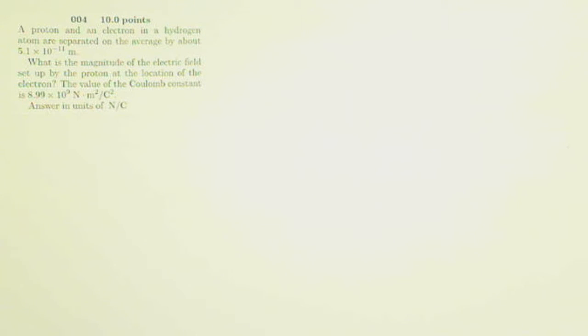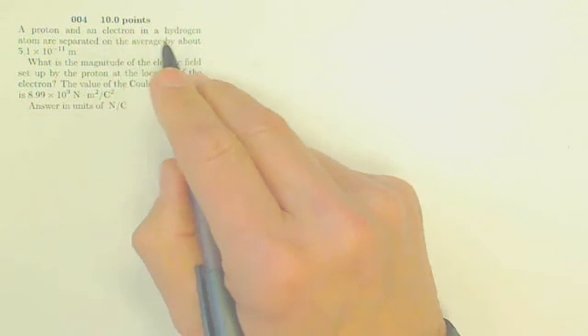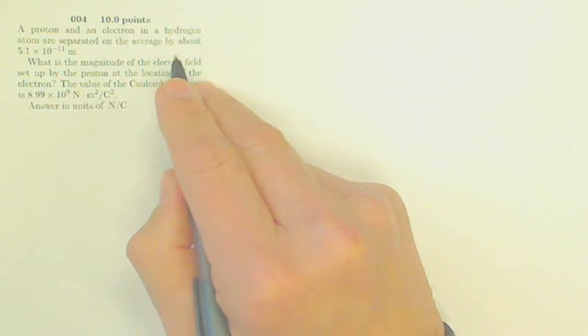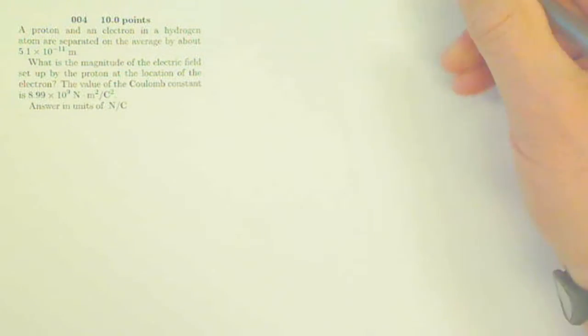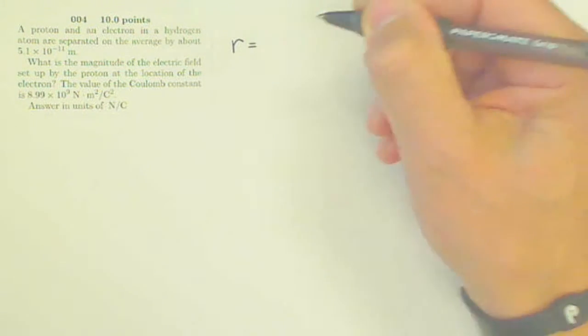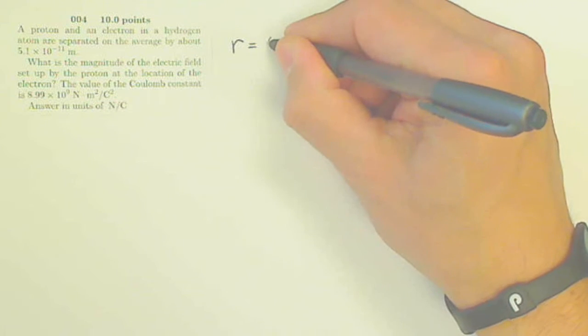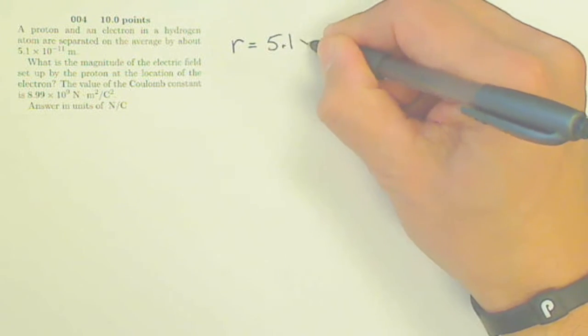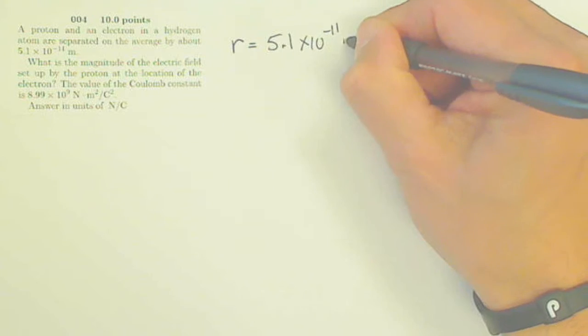This is AP Physics, homework 9.2, question number 4. A proton and an electron in a hydrogen atom are separated on the average by about 5.1 times 10 to the minus 11th meters. So that usually is going to be my r, my separation, my distance of 5.1 times 10 to the minus 11th meters.